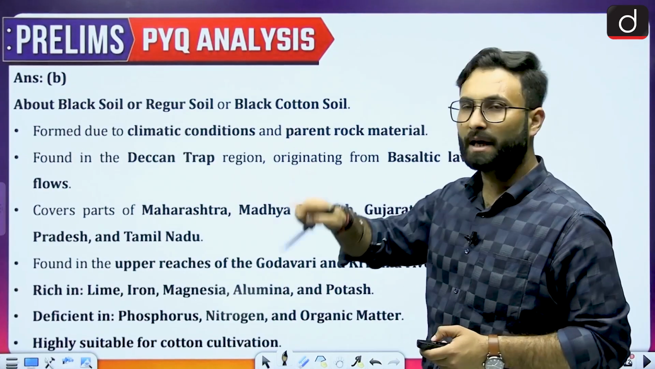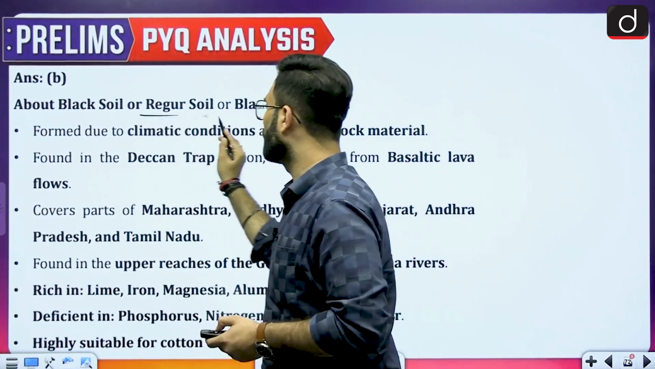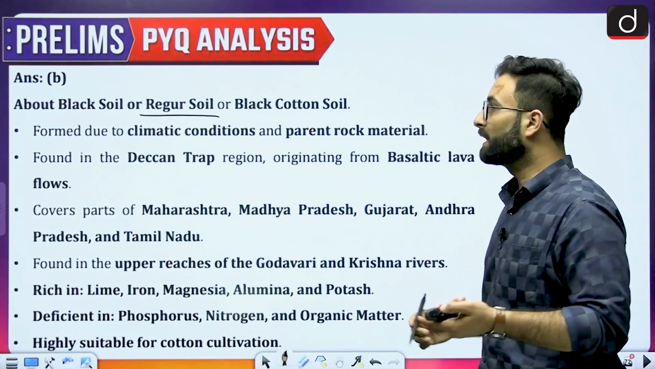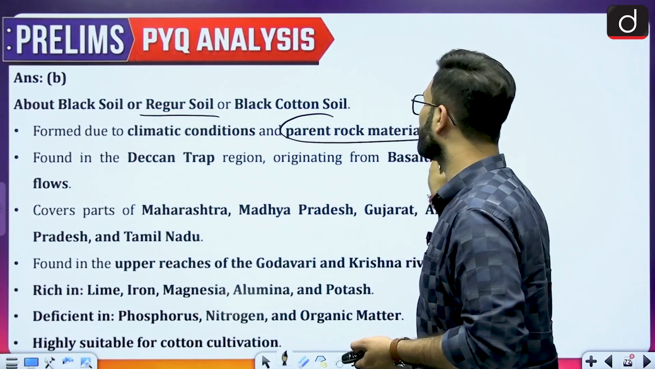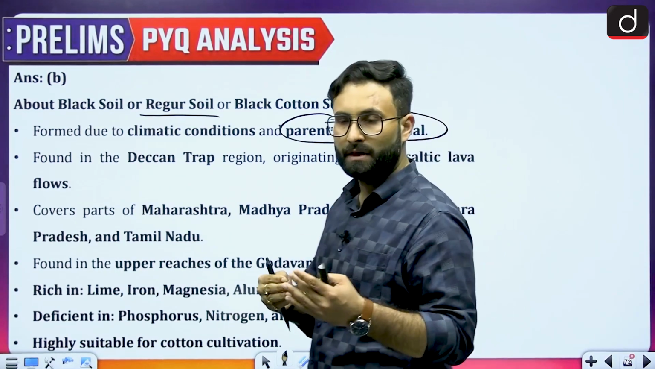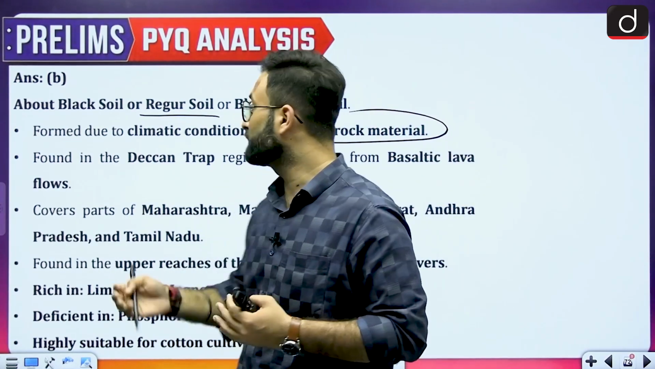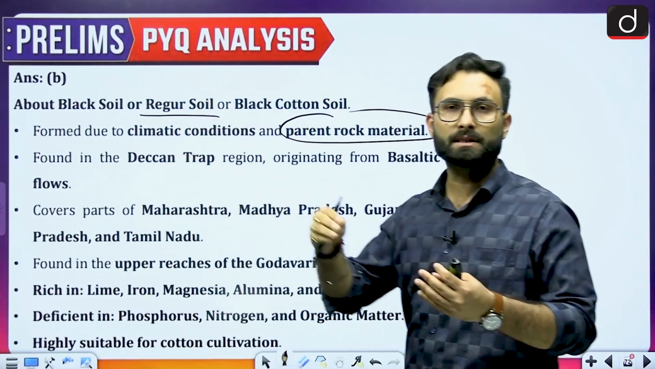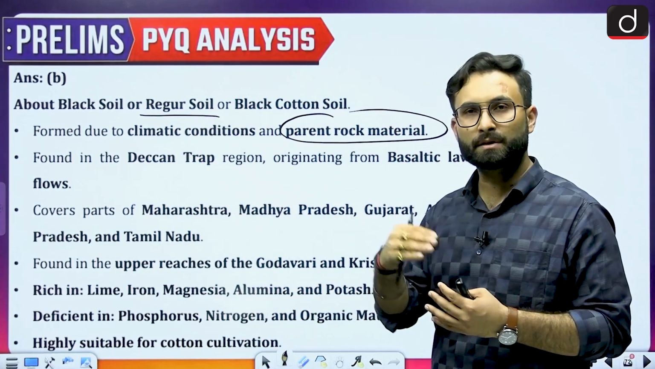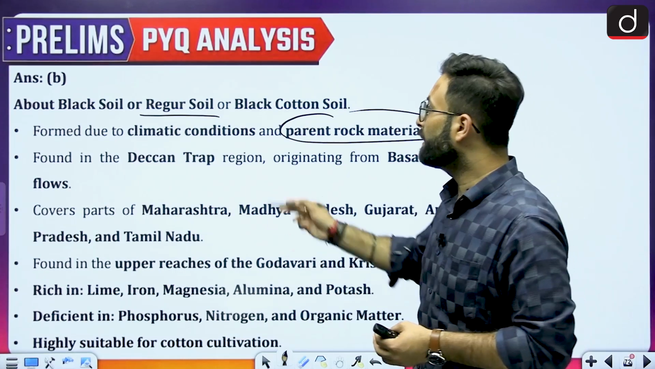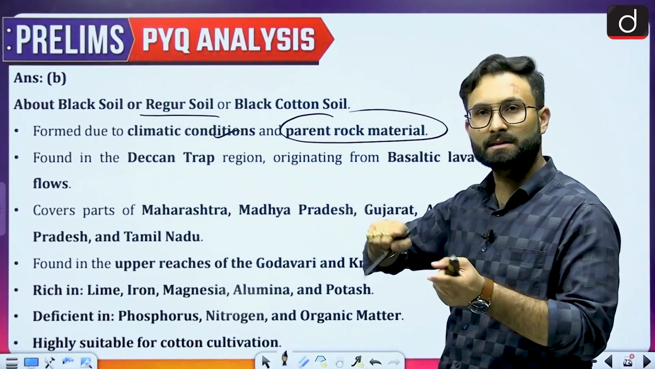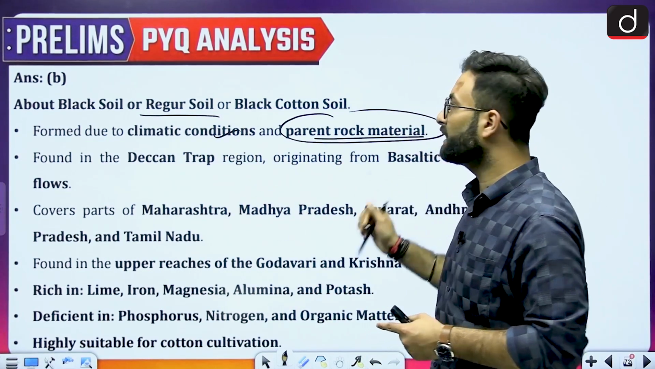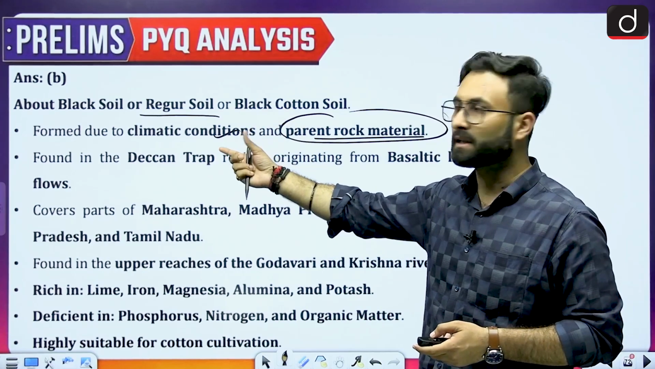When we talk about black soil, that is also known as the Regur soil. Black cotton soil or Regur soil forms because of climatic conditions and the parent rock material. It is formed because of the weathering which has happened, and since the origin of this particular area is volcanic in nature, the climatic conditions result in weathering, and the parent rock material has led to its color, that is your black soil.